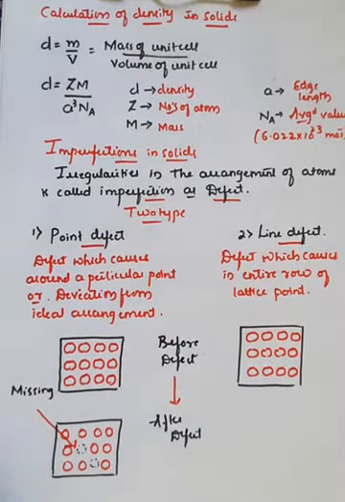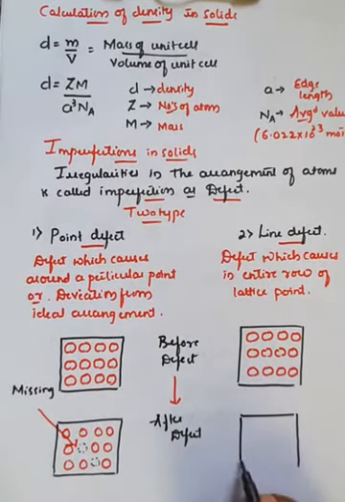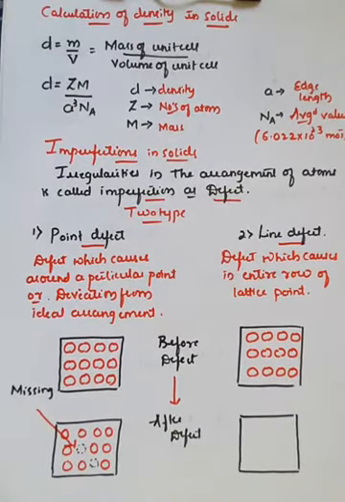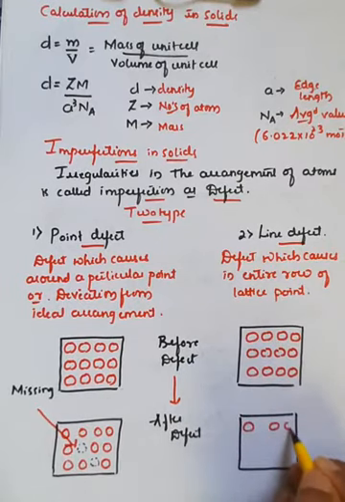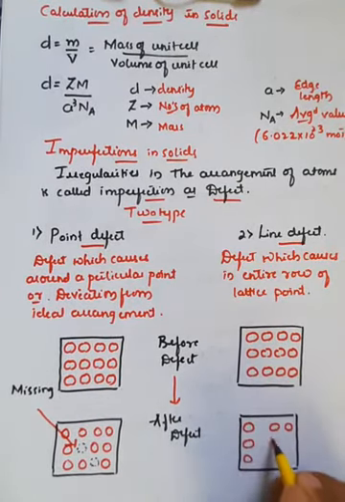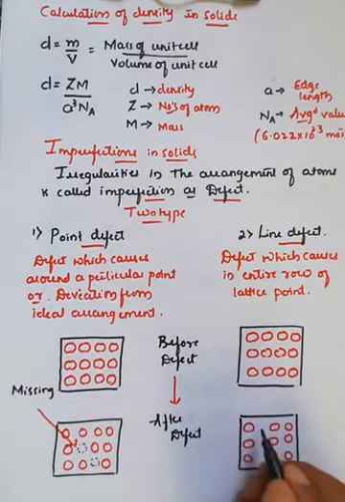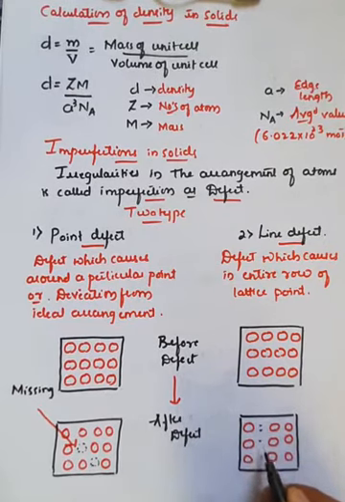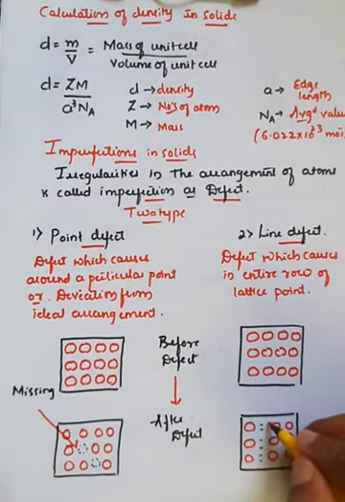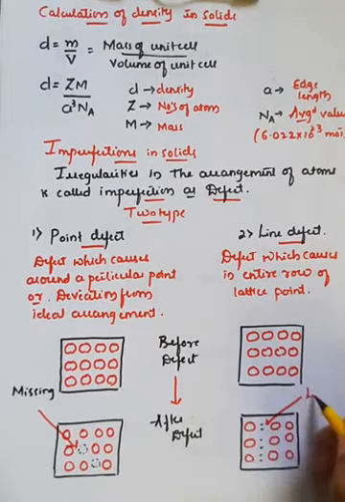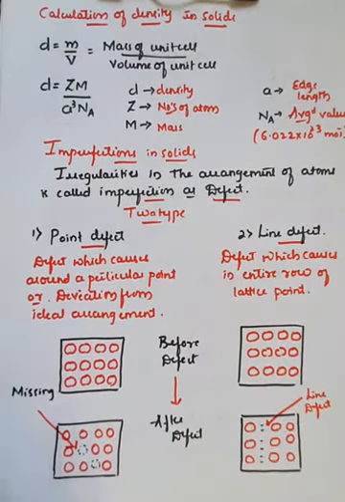But in case of line defect, what happens? If you see the diagram here, in this case there is a missing of a complete row or a complete column. So it might be like this. The arrangement might be like this. Here if you observe, there is a complete missing of the second column. So this is completely called line defect. Are you getting the difference between point defect and line defect?